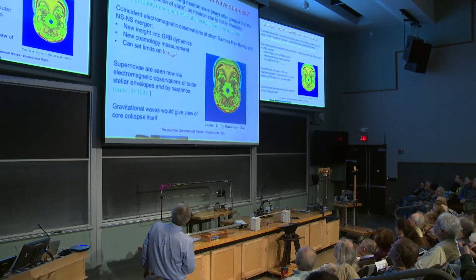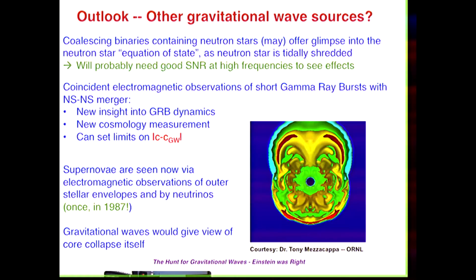Another thing we like to see are supernovae. A supernova is going to be characterized by something massively violent happening down at the core.